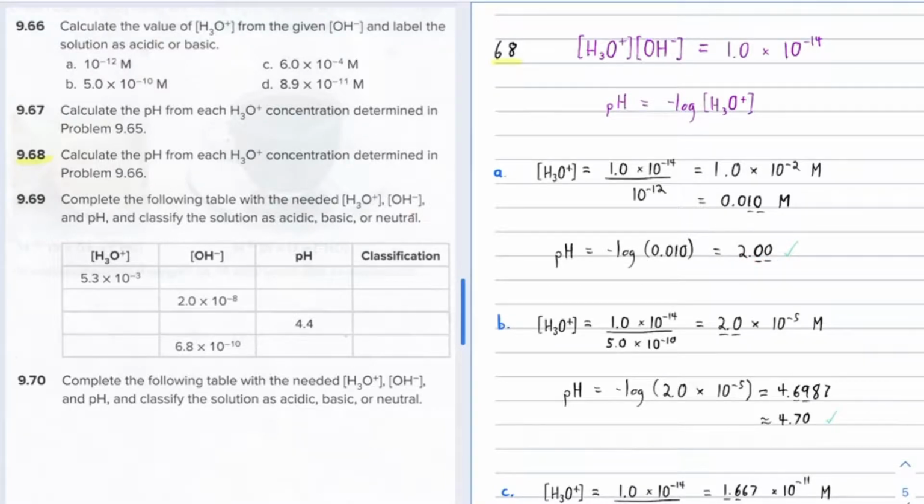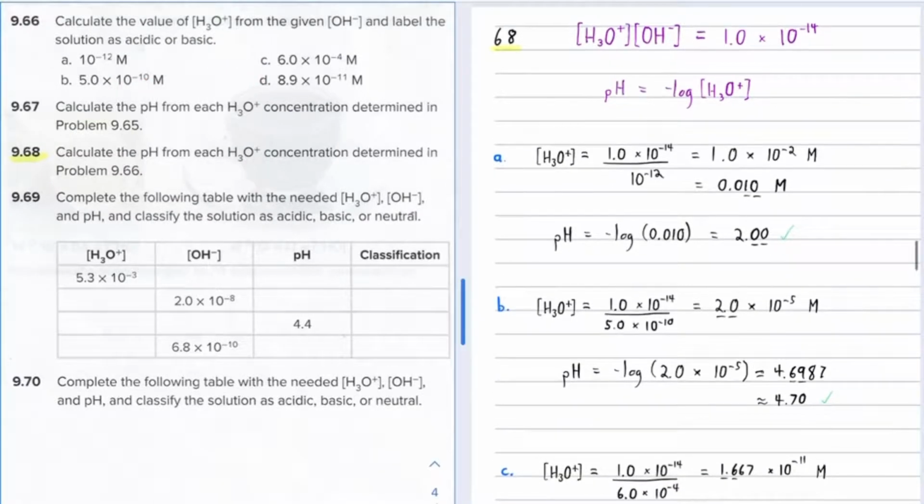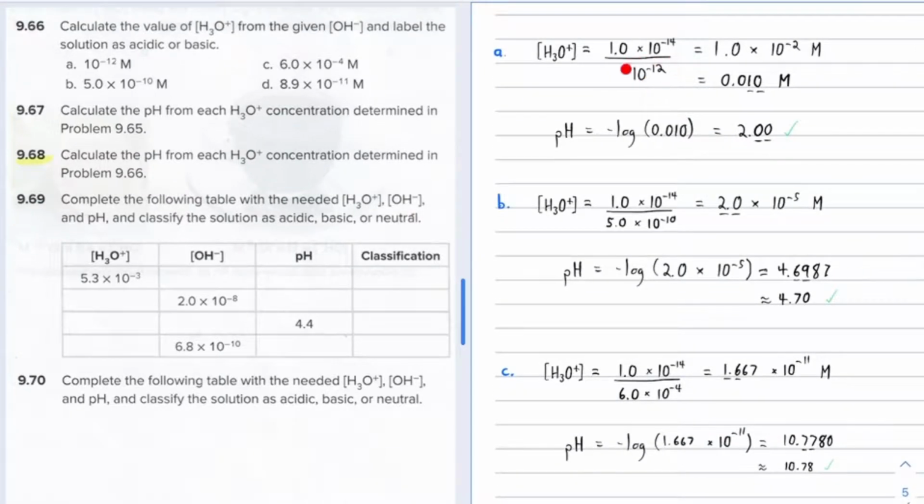Doing this for the rest of them, B, C, and D, is a similar process. So you're just substituting the hydroxide concentration down here for B, C, and D, and that part calculates the corresponding proton concentrations here, here, and here. And then plugging those proton concentrations into the pH equation gets you the pH.